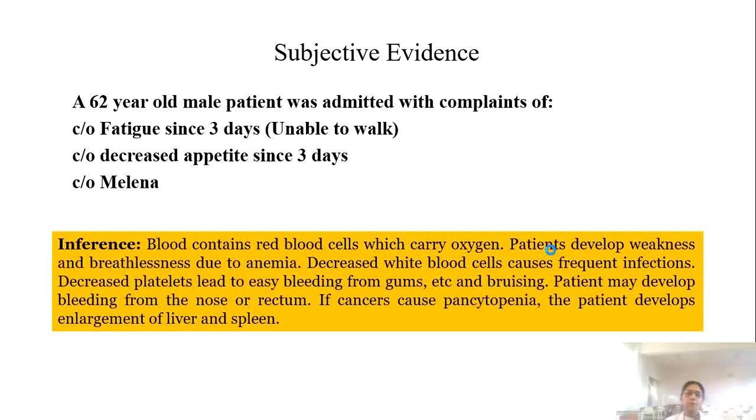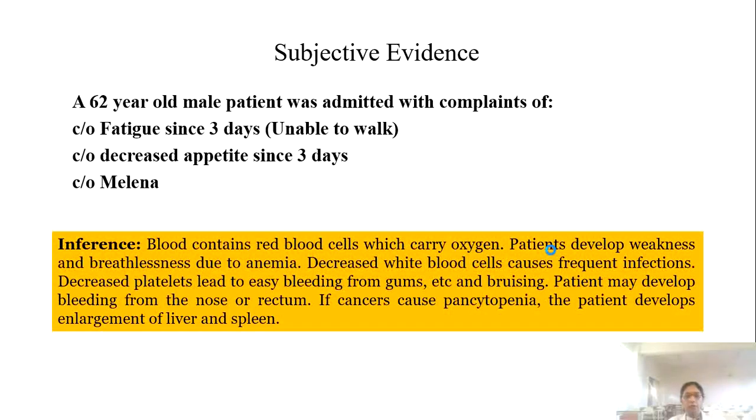Here is a 62-year-old female patient, sorry, not male, who was admitted with complaints of fatigue since 3 days and being unable to walk. There is decreased appetite since 3 days and melena. She is feeling weak to walk, she has decreased appetite, and she has melena. The blood contains red blood cells which carry oxygen, so the patient will develop weakness or breathlessness due to anemia.